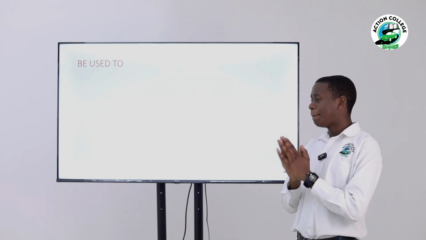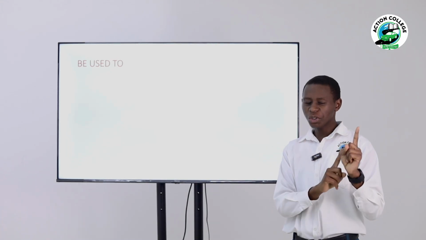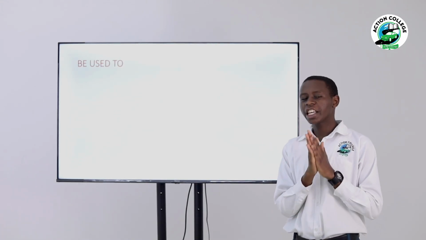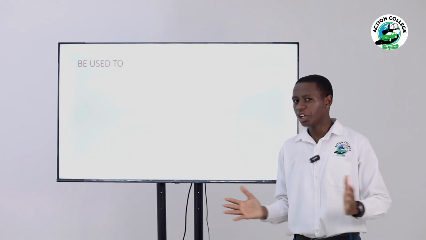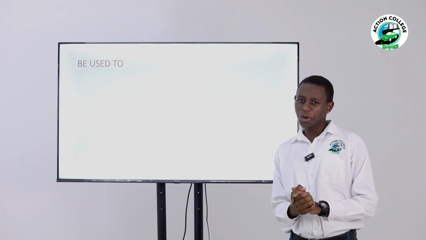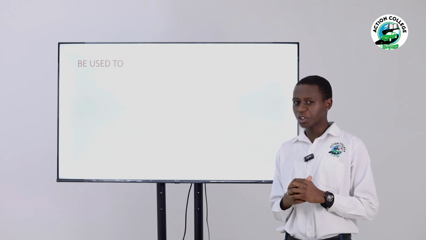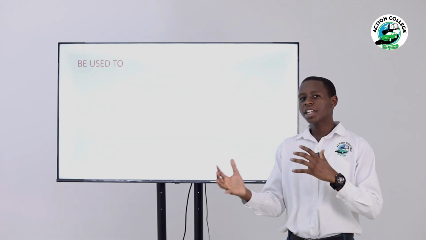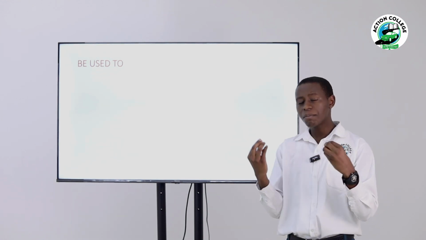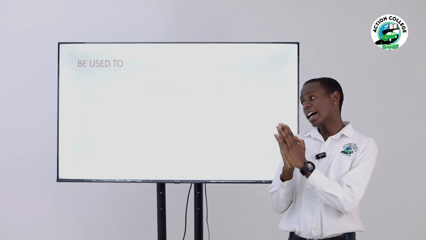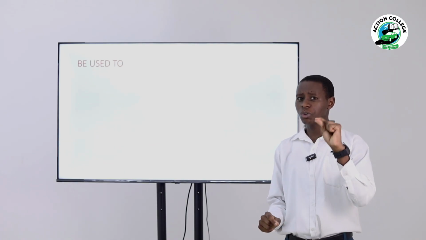So also you can use be used to. This is not the same as used to. When you are using used to, it is not possible to put it into present tense. No, you cannot say I use to go to church. No, that is not possible. You cannot say I use to play football. But here we can use be used to to show something we are familiar with or something we are accustomed to. So that's why it is very necessary to know how to use used to very well.